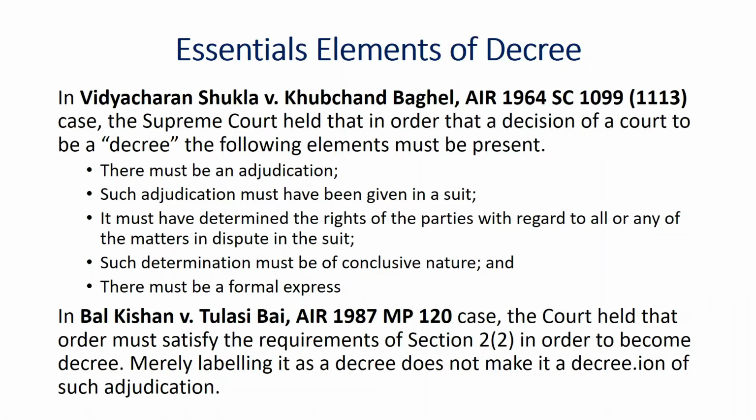In Balkishore versus Tulsibai, AIR 1987 MP, the court held that an order must satisfy the requirement of section 2, subsection 2, in order to become a decree. Merely labeling it as a decree does not make it a decree. Now we are going to study these characteristics, the 5 characteristics given by the court in Vidyacharan Shukla versus Khupchand Baghel, in detail.